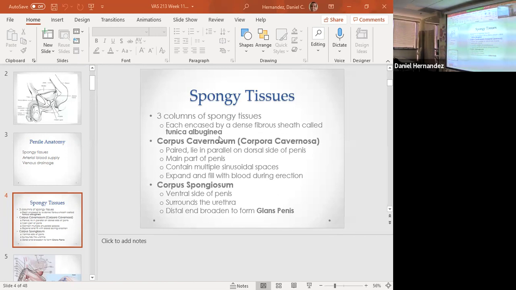We have the corpus cavernosum. These are the paired layers of the spongy tissue that lie parallel on the dorsal side of the penis. It's the main part of the penis. It contains multiple sinusoidal spaces that expand and fill with blood during an erection. Then we also have the corpus spongiosum. This is on the ventral side of the penis, and it surrounds the urethra. The distal end broadens to form the glans penis.